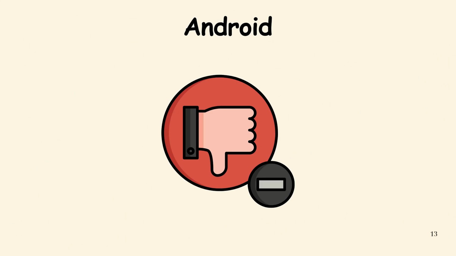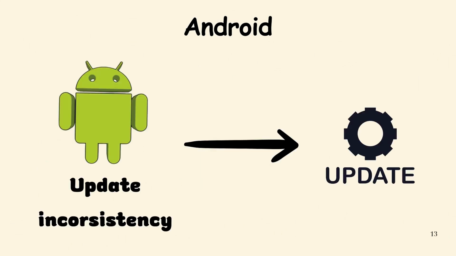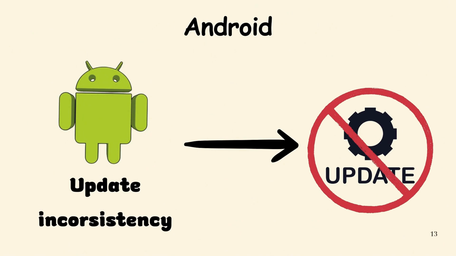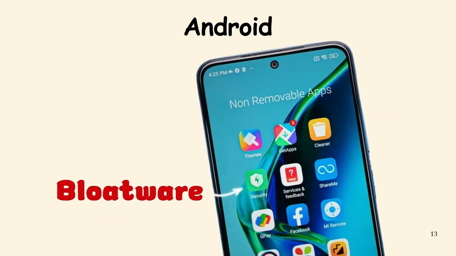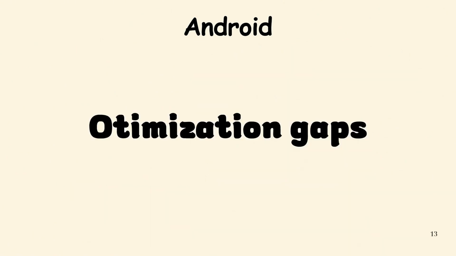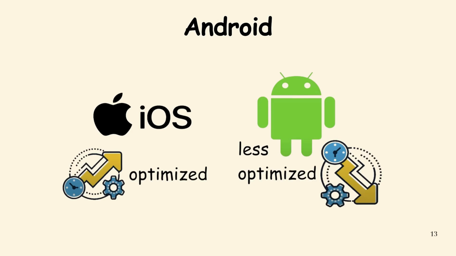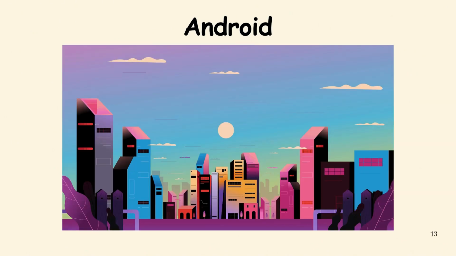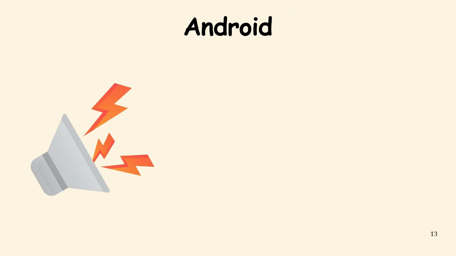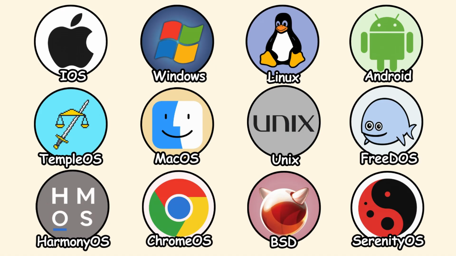But it has downsides. Update inconsistency. Not all manufacturers provide regular OS updates or security patches. Bloatware. Many phones come pre-installed with apps you can't uninstall. Optimization gaps. Because of diverse hardware, Android sometimes runs slower or less smoothly than iOS. Analogously, Android is like a bustling global city, colorful, diverse, and full of choices, but sometimes noisy, cluttered, and inconsistent.